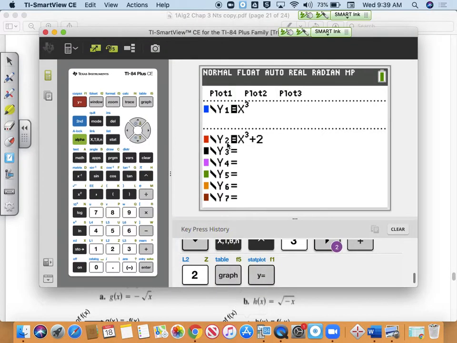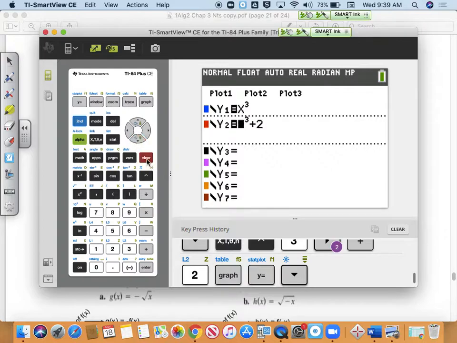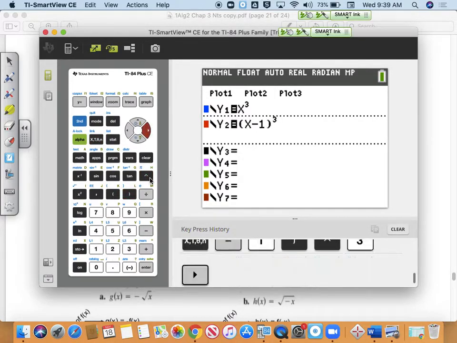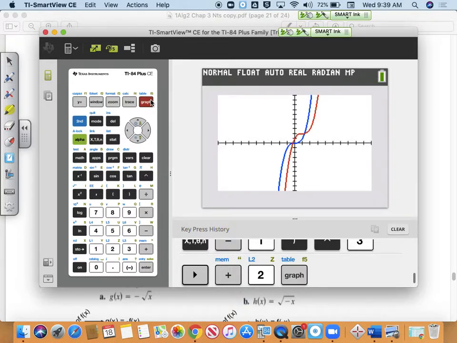So I can use my calculator again to show that I'm changing this by moving it to the right 1 unit, which would be x minus 1, believe it or not, to the 3rd power, and then up 2 units, plus 2. Hit graph. You can see the original, and then you can see the new.